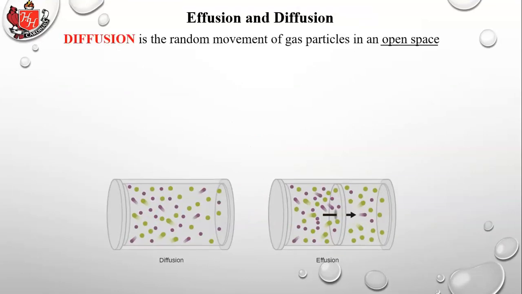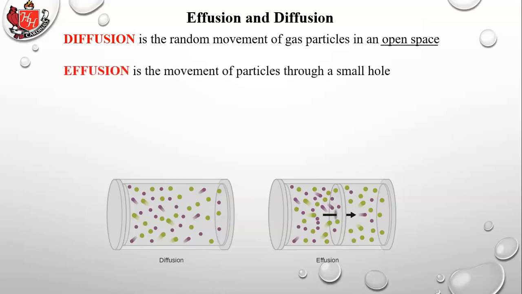Diffusion is the random movement of gas particles in open space. If you open a bottle of perfume in a warm room, the perfume molecules will spread throughout the room. You'll be able to smell them everywhere. That's diffusion. Effusion is the movement of particles through a small hole.